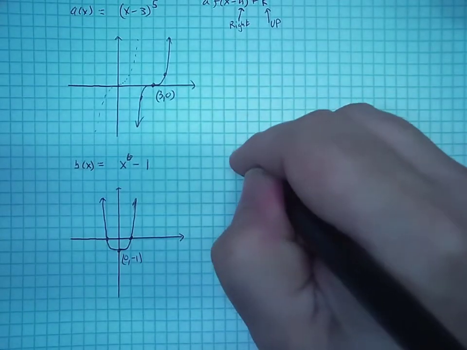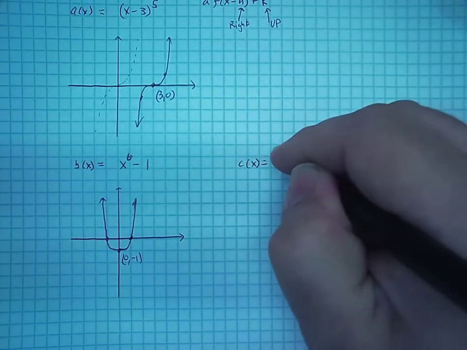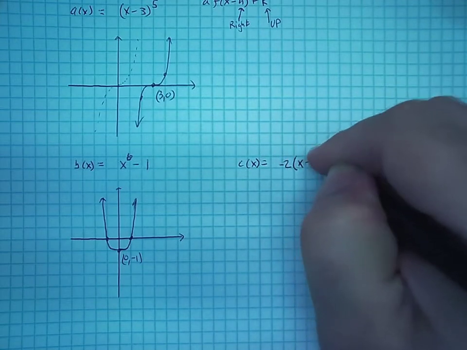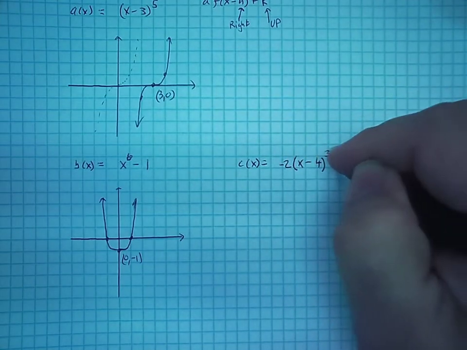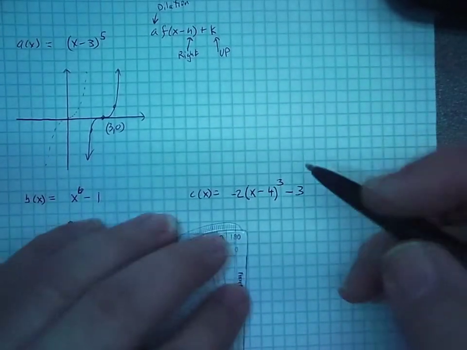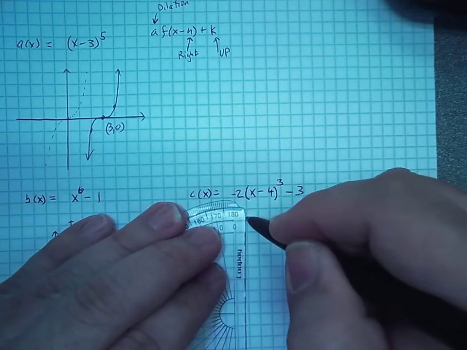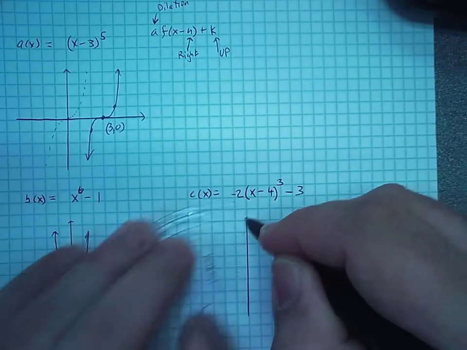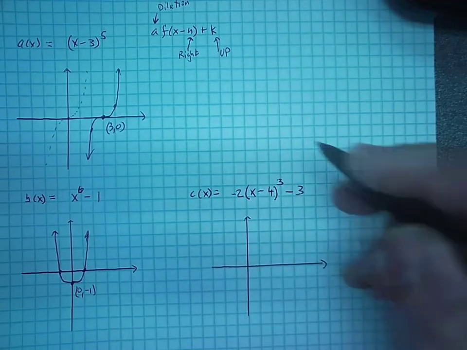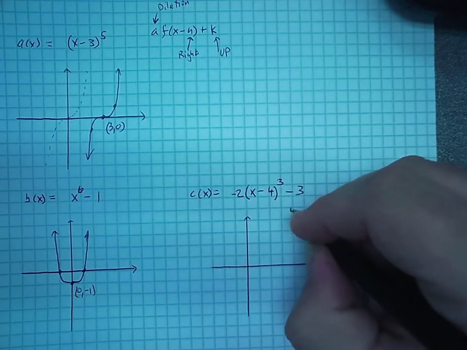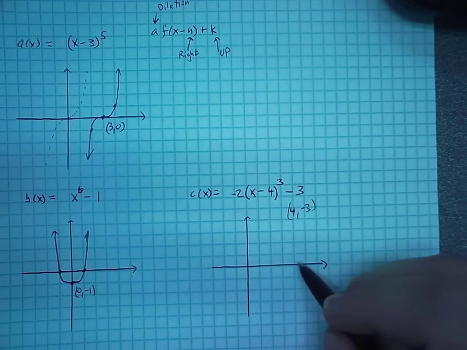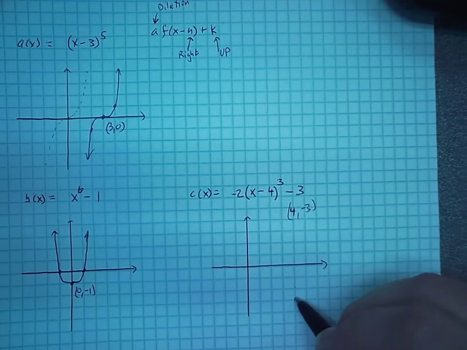For my third example, I will pull out all the stops. Negative 2 times x minus 4 to the 3rd power minus 3. Here I have all 3 represented. I have a vertical dilation, I have a horizontal translation, and a vertical translation. Since the inside is backwards, that's going to translate to 4. The outside's not. 4, negative 3 puts me right here.